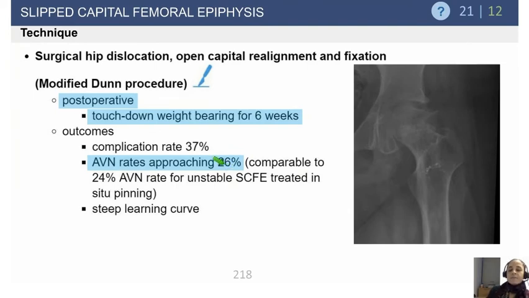Now, the biggest complication with modified Dunn is AVN. AVN rates that are reported in the literature most recently are somewhere around a quarter of patients who undergo this procedure, and this is pretty comparable to about a quarter of patients with unstable slipped capital femoral epiphyses. So they're relatively equal. These procedures have a very steep learning curve. Dr. Sankar and his group showed that these procedures should be done by people who are doing them frequently and with a relatively high volume, as they do have a very steep learning curve.